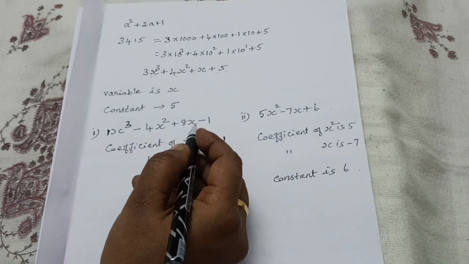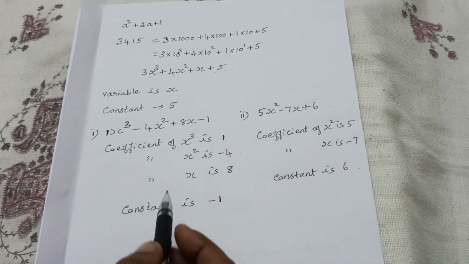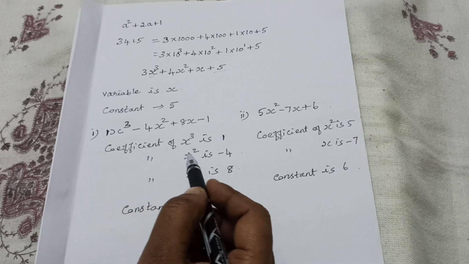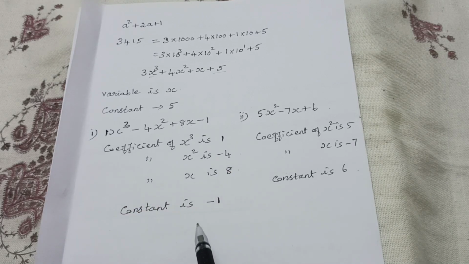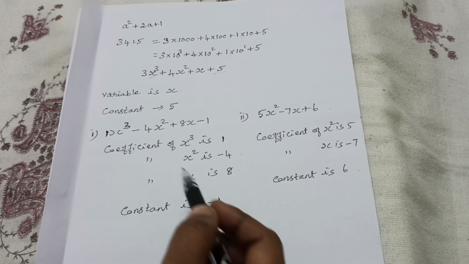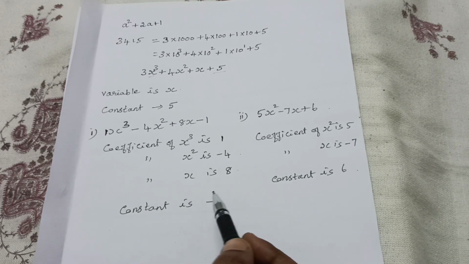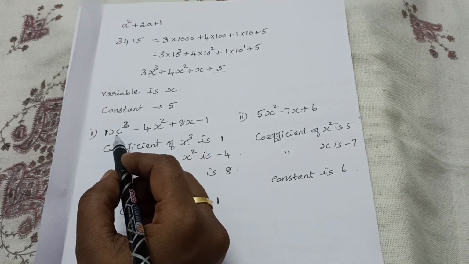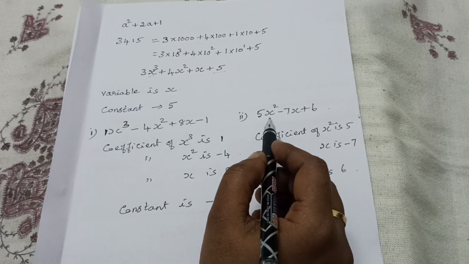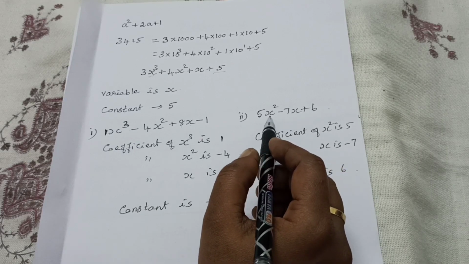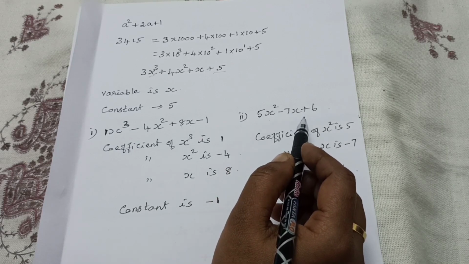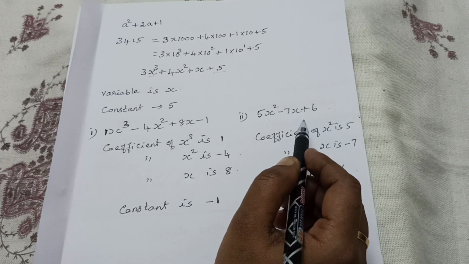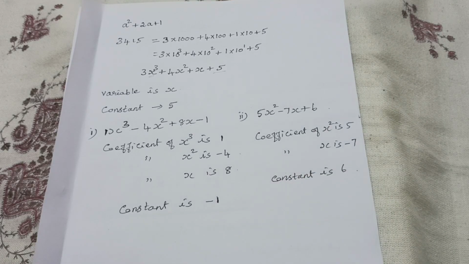So this is an algebraic expression. Then how to find out the coefficient of x cube, x square and the constant. Are you clear? Then which is the variable here? X is the variable. Here also only one variable is there, that is x. Have you understood? Any doubt?